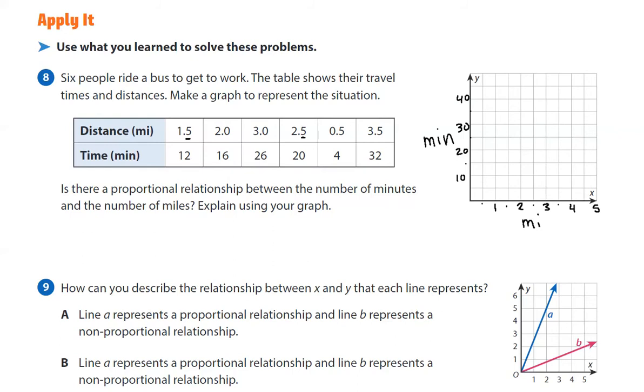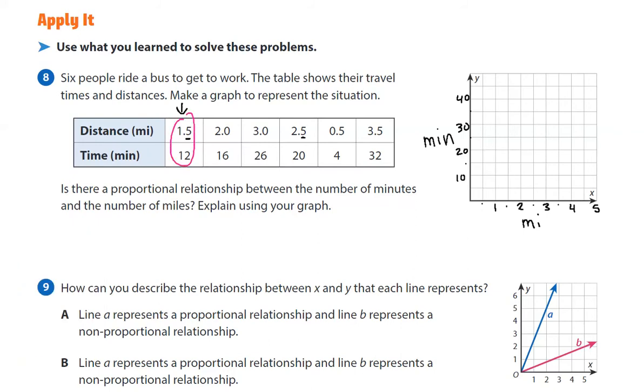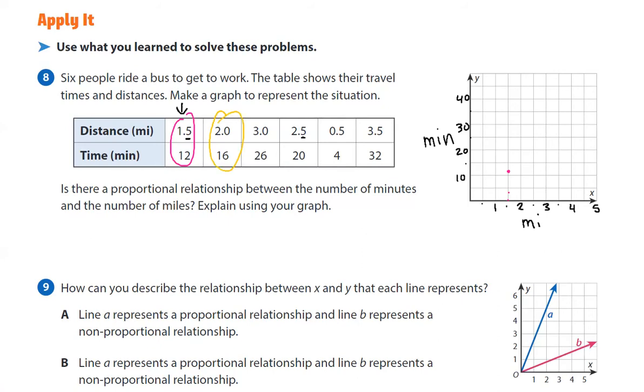Okay, so this first traveler, their commute time is 12 minutes and they go 1.5 miles. So there's that guy. Let's see. 1.5 miles in 12 minutes. It's a little more than 10. So just gonna eyeball that there. Okay, let's make it rainbow. Okay, this person is going 2 miles and it's taking them 16 minutes. 16 minutes is 15, so this is just right above there.